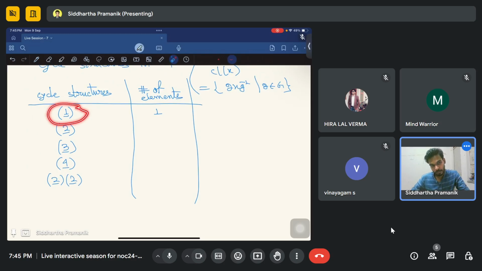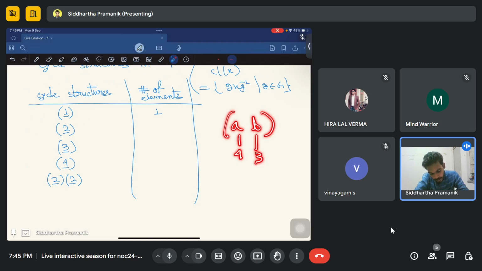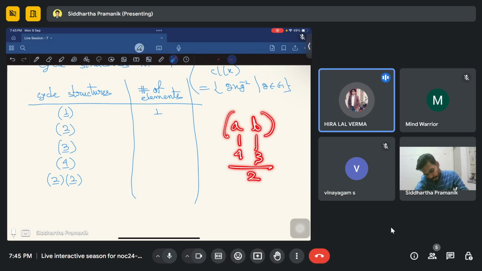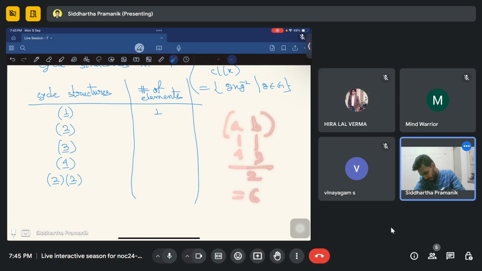So this type of cycle structure means the one cycles we have only one element, which is the identity. Now the number of 2 cycles. 2 cycles means it is of the form (A B). So A has 4 choices, B has 3 choices, but a 2 cycle can be written in 2 ways, so we divide it by 2. So it is 6.